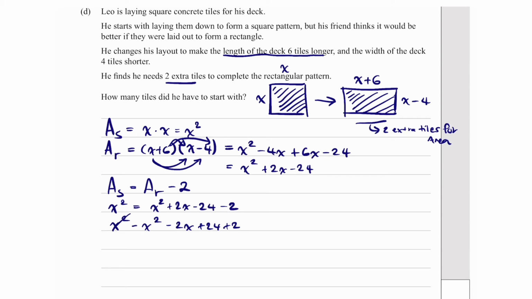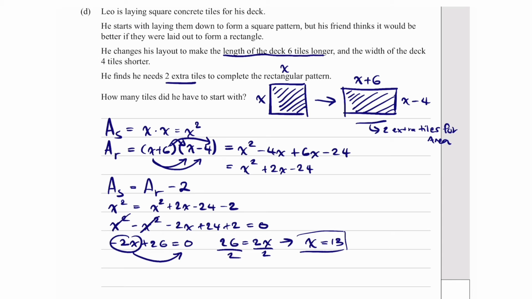This gives me, the x squareds cancel out, so we get, sorry, this is all equal to 0. Negative 2x plus 26 is equal to 0. Now let's move our 2x back. So we're going to add 2x to both sides. We get 26 is equal to 2x. Dividing by 2 on both sides to isolate x, we get x is equal to 13.